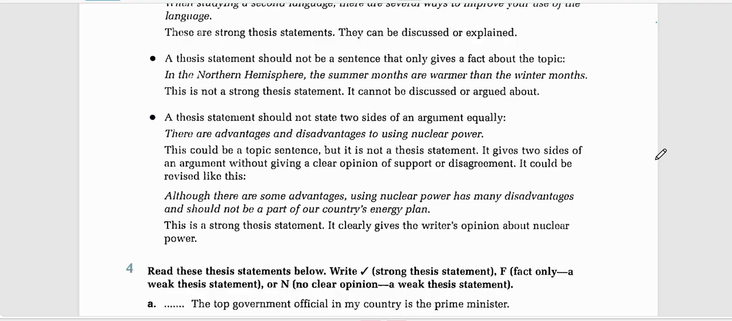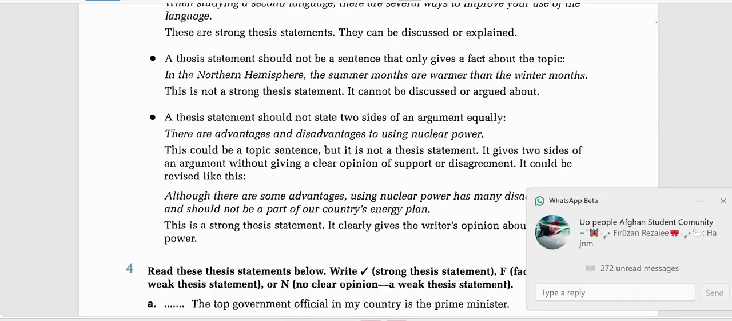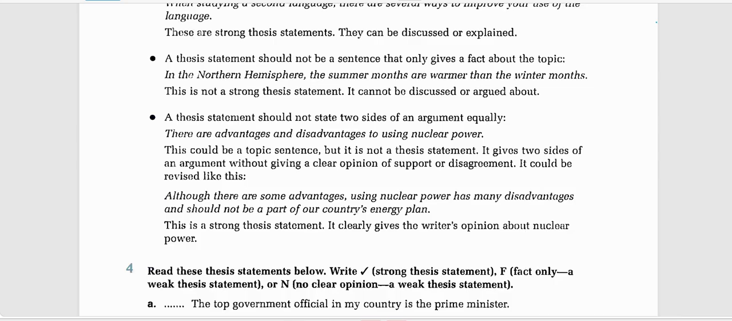A thesis statement should not state two sides of an argument equally. There are advantages and disadvantages to using nuclear power. This could be a topic sentence, but it's not a thesis statement, and it gives you two sides of an argument without giving a clear opinion of support or disagreement. It could be revised like this: although there are some advantages, using nuclear power has many disadvantages and should not be a part of our country's energy plan. So this is a thesis statement that can be explained and discussed, and you can add examples and information about why you state this, and the disadvantages and advantages, you can add them.